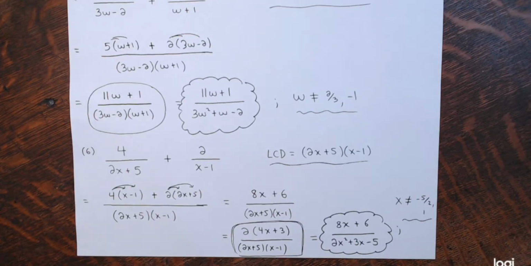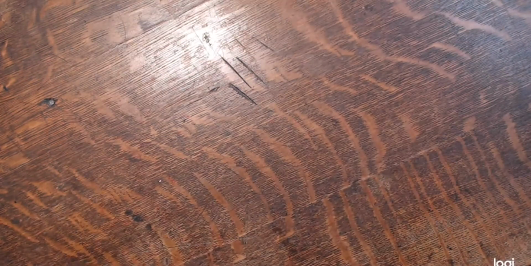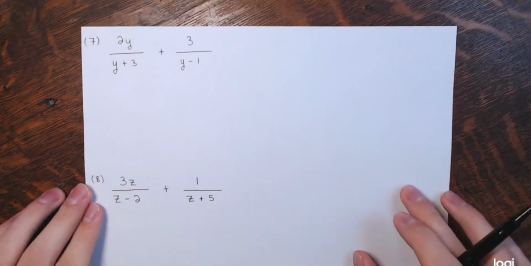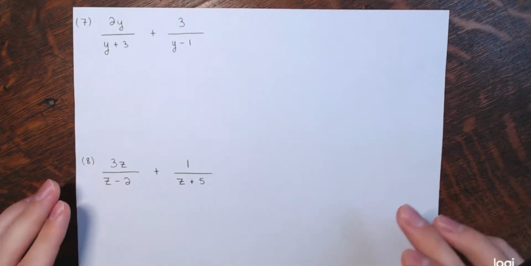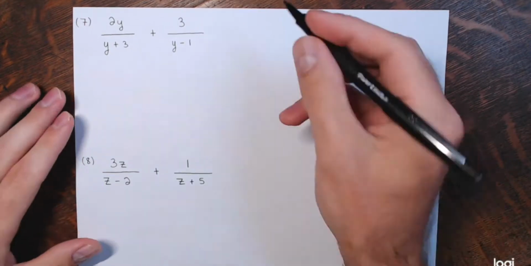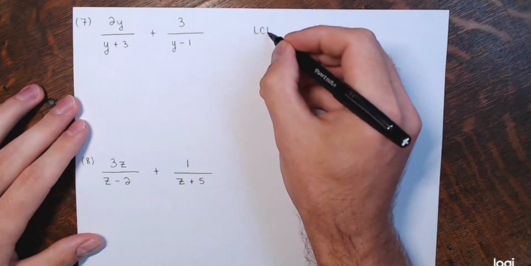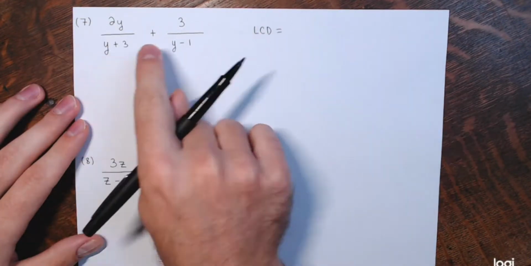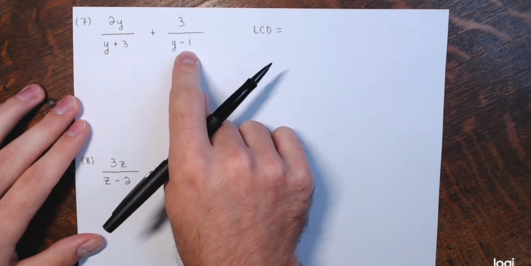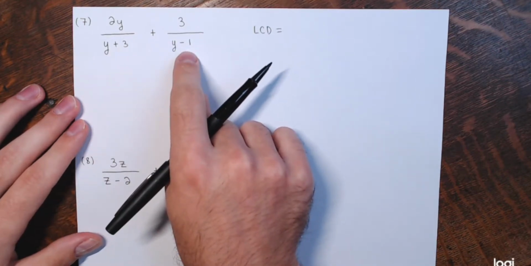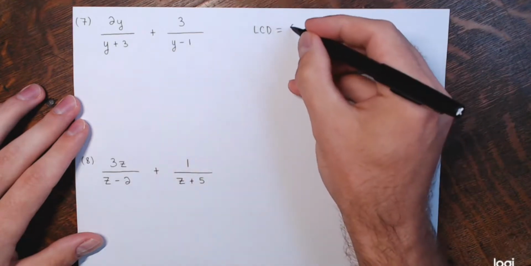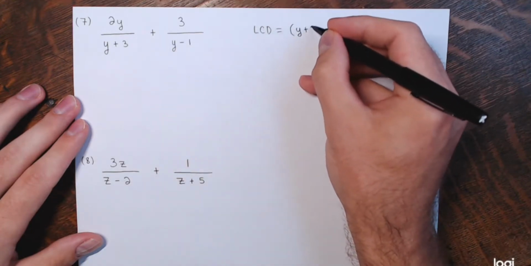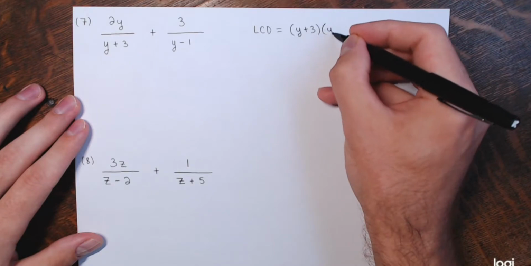Okay, so again, a lot of these examples here, examples 5 through 8, are very similar, where each denominator is already completely factored. So you should be able to state the LCD. All right, so for example 7, again, both denominators are totally factored already. So the LCD should be quite simple to state. It would just be y plus 3 times y minus 1.